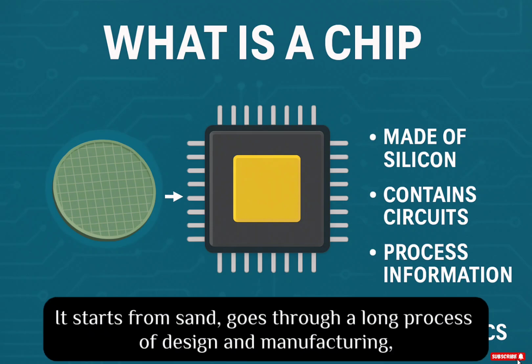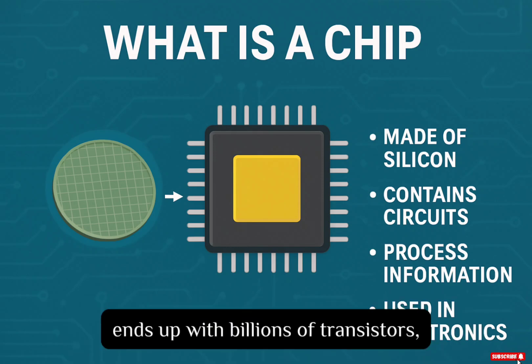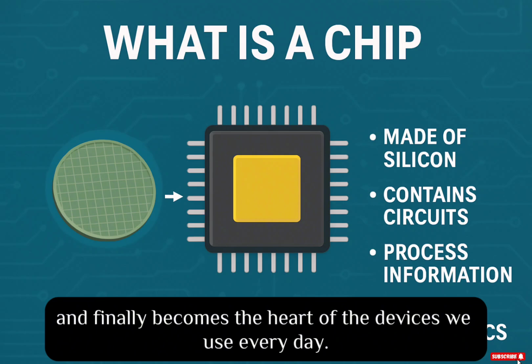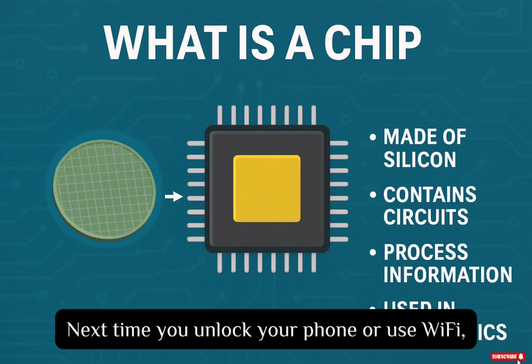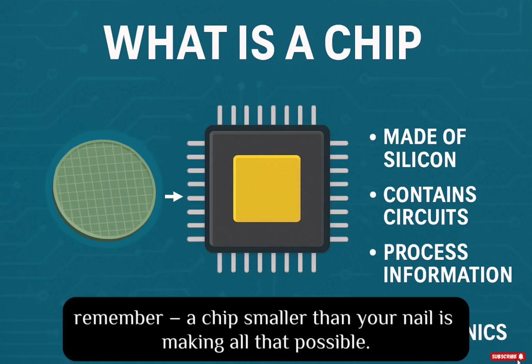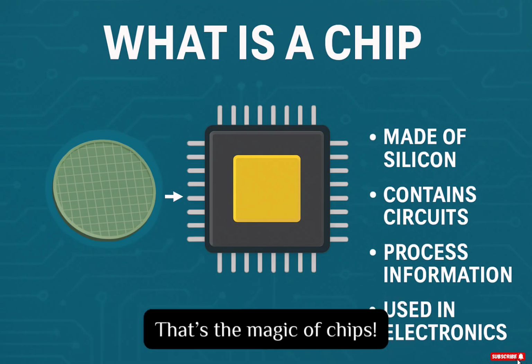It starts from sand, goes through a long process of design and manufacturing, ends up with billions of transistors, and finally becomes the heart of the devices we use every day. Next time you unlock your phone or use Wi-Fi, remember a chip smaller than your nail is making all that possible. That's the magic of chips.